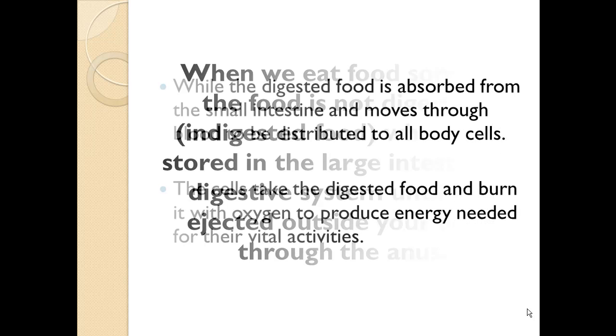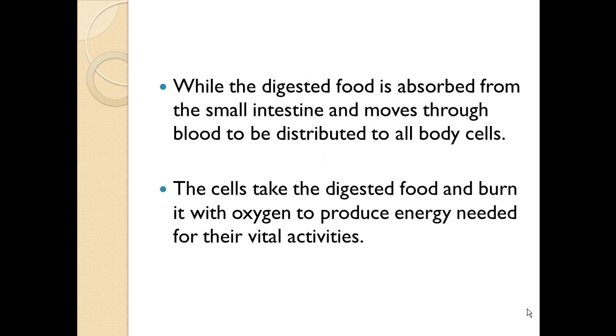Number 2, when the food is completely digested in the small intestine, it is absorbed into the blood. The blood comes to your small intestine and absorbs the digested food, and the blood takes the food and distributes it throughout your body till it reaches all your body cells.